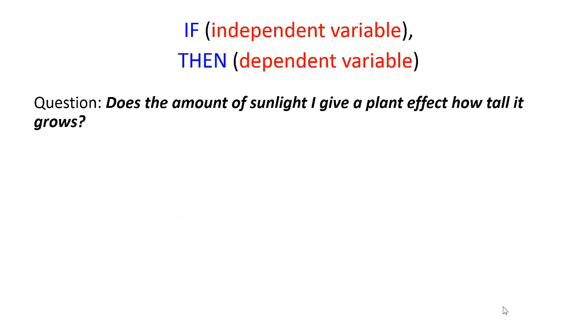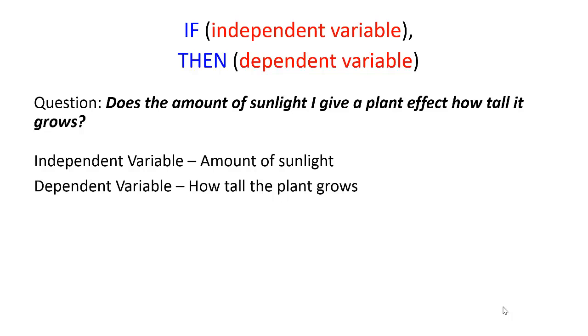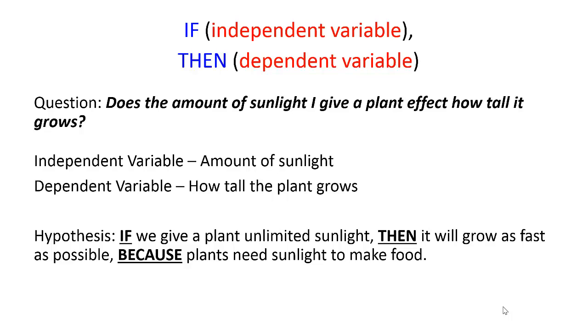Using what we've learned, we are going to try and make a hypothesis together. The question: does the amount of sunlight I give a plant affect how tall it grows? Our independent variable is the amount of sunlight. It's going to change for each plant. The dependent variable, or what we will measure, is how tall the plant grows. Using the words if, then, and because, we are going to form a prediction or a guess about how we think this experiment will work. Our hypothesis: if we give a plant unlimited sunlight, then it will grow as fast as possible because plants need sunlight to make food.